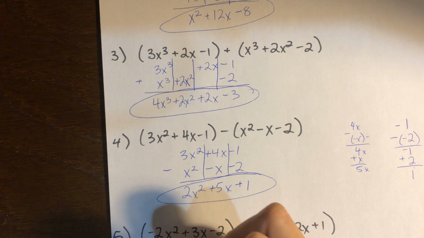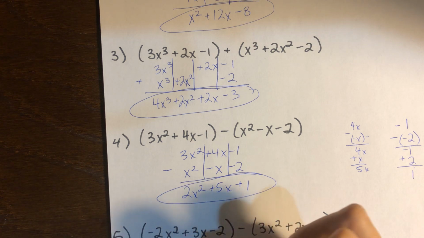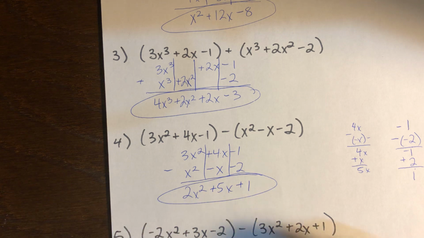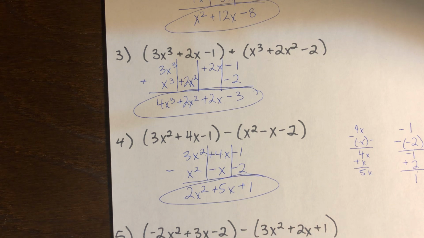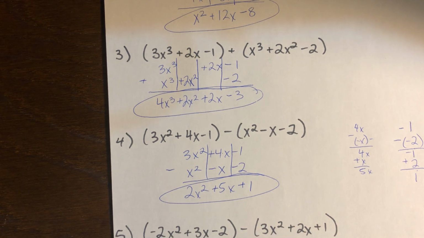Okay, the next one I have negative 2x squared plus 3x minus 2, subtracting 3x squared plus 2x plus 1. Again, like terms get added together or subtracted. So negative 2x squared minus 3x squared turns into negative 5x squared. 3x minus 2x is just 1x, or just x. Negative 2 minus 1 turns into negative 3. So we have negative 5x squared plus x minus 3 when we combine them.